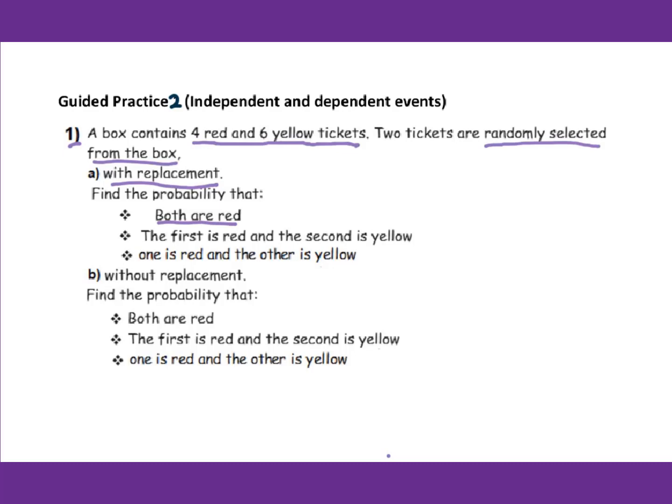Both are red means the first red times the second red. First red, we have 4 red out of 10. Altogether, we have 10 tickets. Since with replacement means you pick up one, then put it back before you draw the second time, we still have 4 red and 10 tickets total. We do multiplication, you will get 4/25.